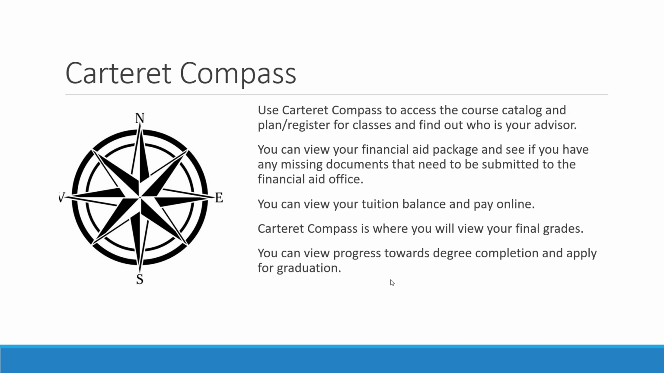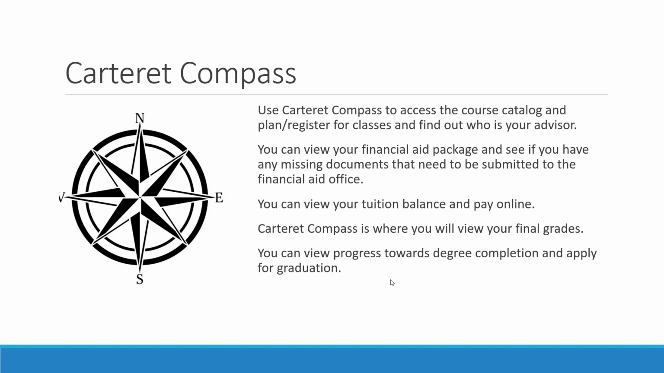There'll be future videos. You can view your financial aid package. See if you have any missing documents that need to be submitted. You can view your tuition balance and you can pay your tuition online. When it comes to final grades, I just mentioned in Moodle, that's where you go see your day-to-day grades. Final grades, so A, B, C, D, F, they're going to be posted to Carteret Compass. And then you can also view your progress towards your degree completion, and you can apply for graduation all within Carteret Compass.